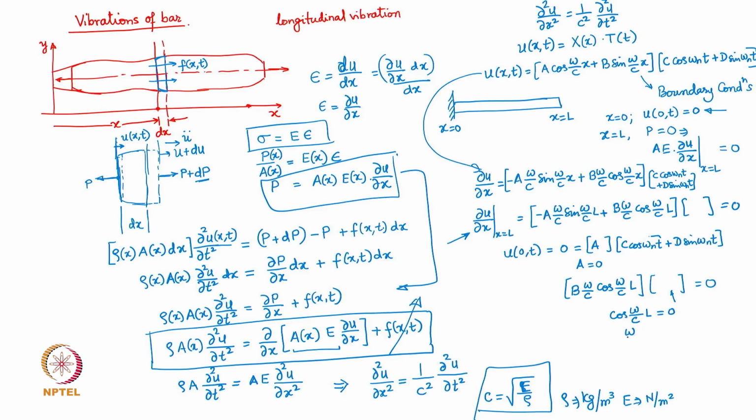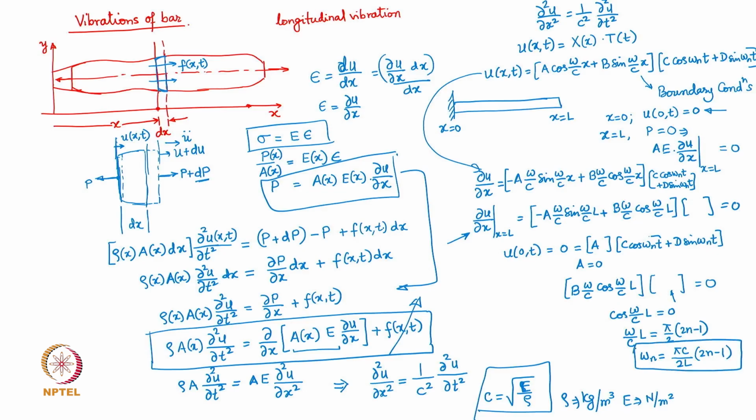Omega L by c will be equal to (2n − 1)π/2, right, which actually means that the natural frequency ωn for the bar is going to be πc/(2L) (2n − 1).